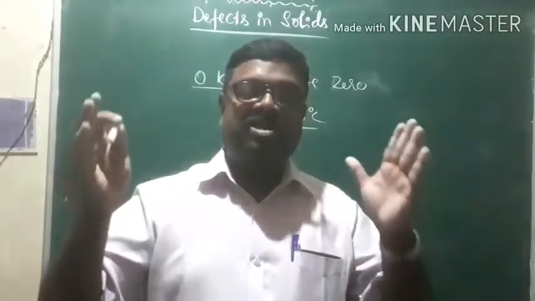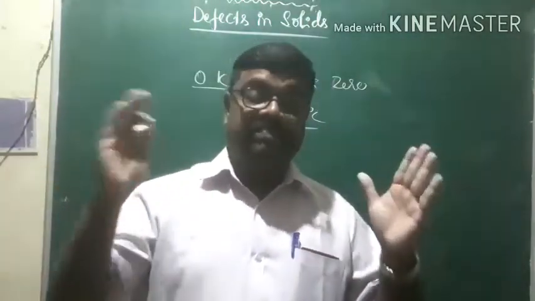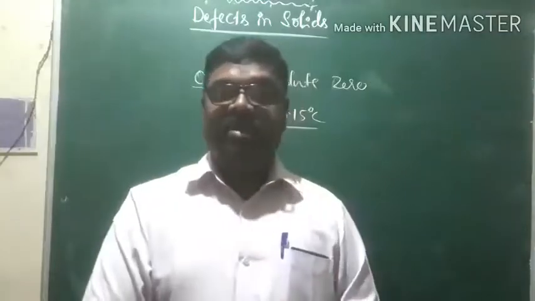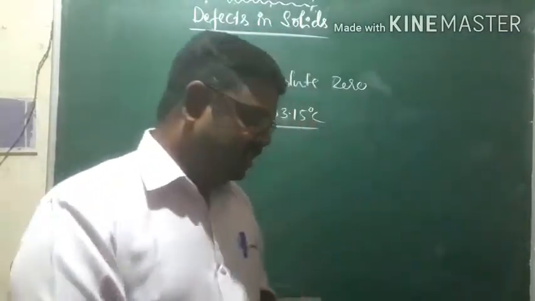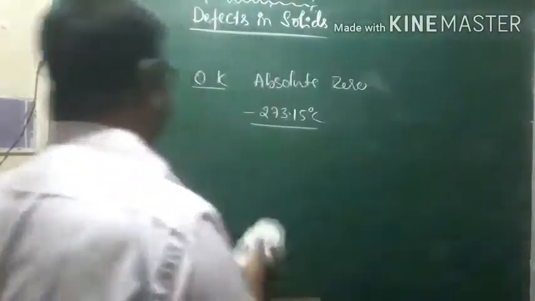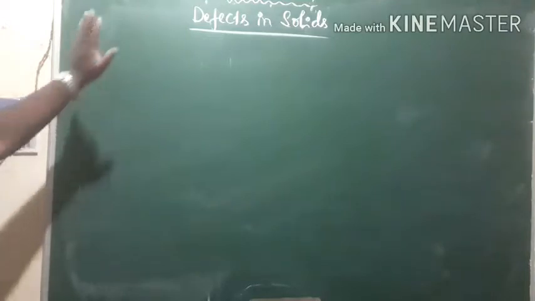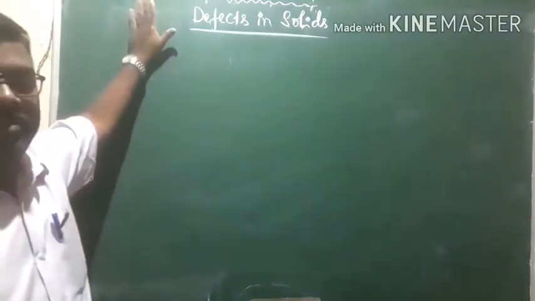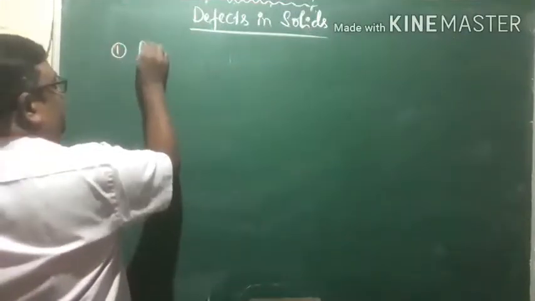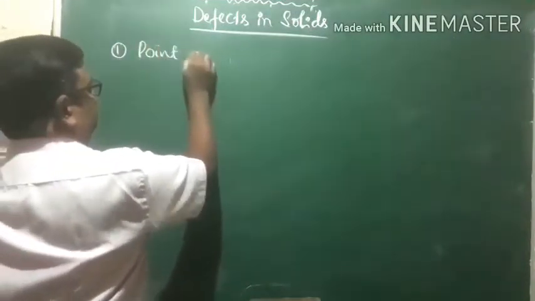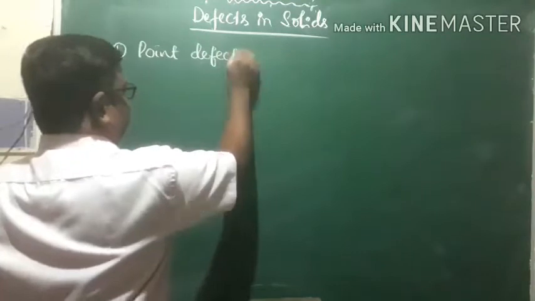So the knowledge of defects in crystalline solids is very, very important. Okay? And as far as defects are concerned, we have three types of defects in solids. With respect to crystalline solids, when we think about them, there are three kinds of defects. First, it will be a point defect.